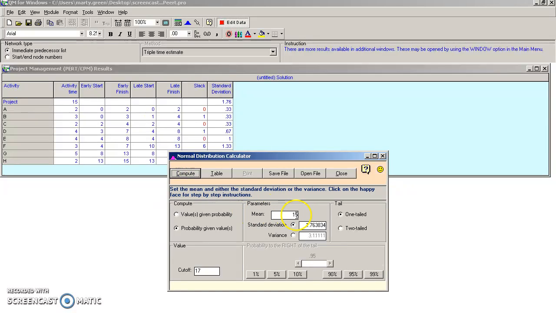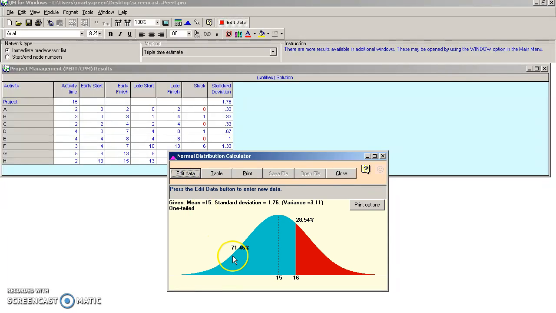We could go back and look at what's the probability that we can do it in 16 weeks. Oops, that was a mistake because our mean is still 15. What is the probability that we can do it in 16 weeks? We put that in our cutoff. We compute, and there's a 71.6% chance we can do it in 16 weeks or less, and a 28% chance that we can do it in 16 weeks or more.